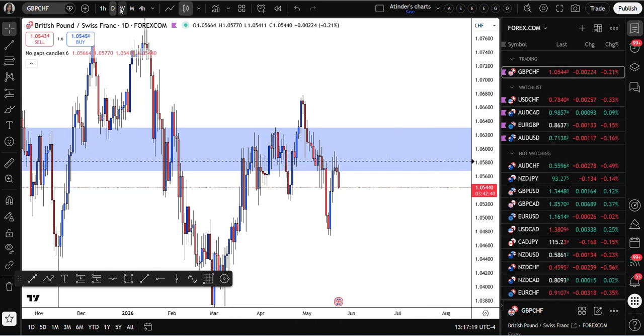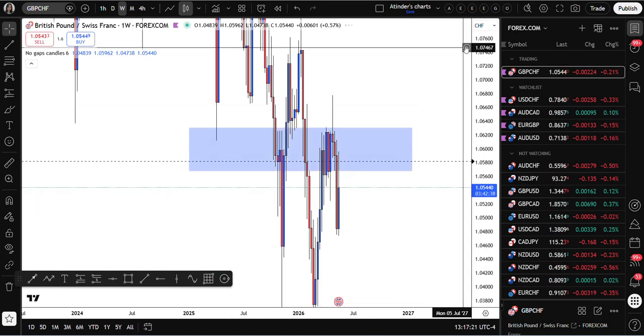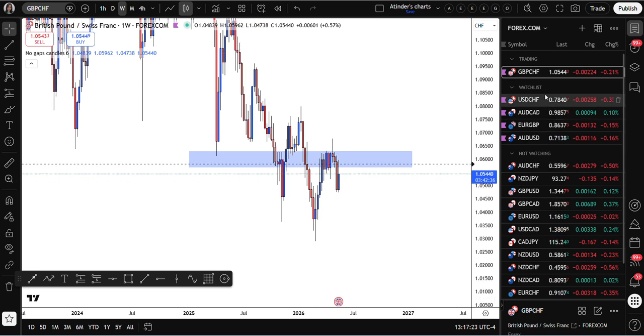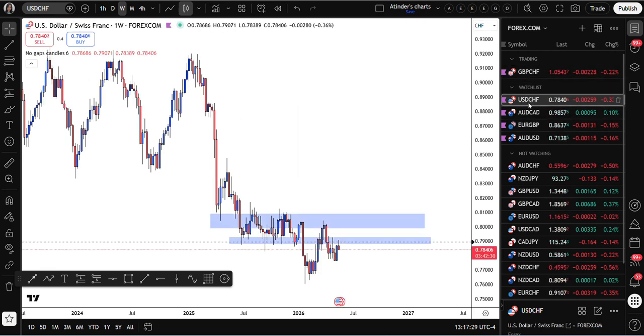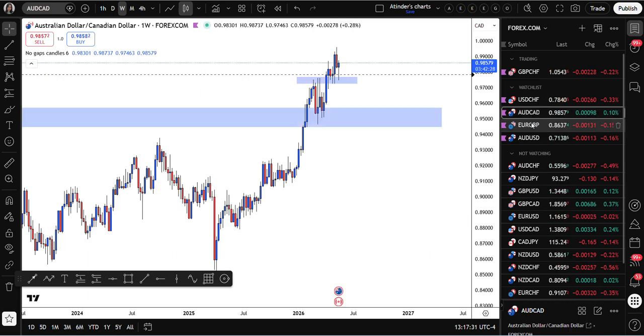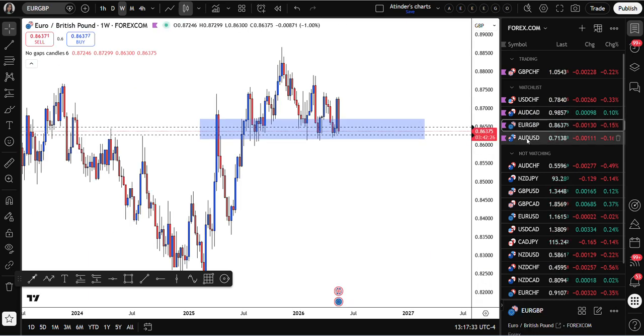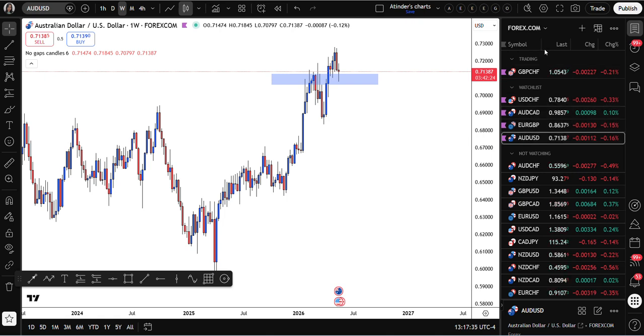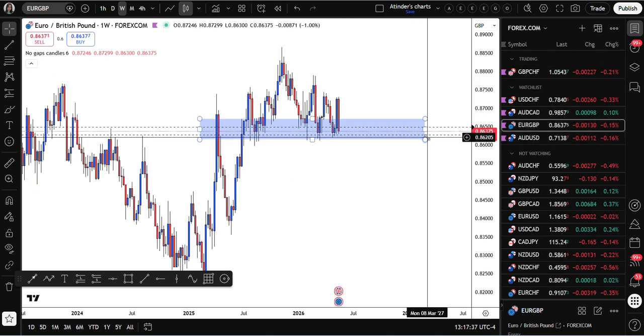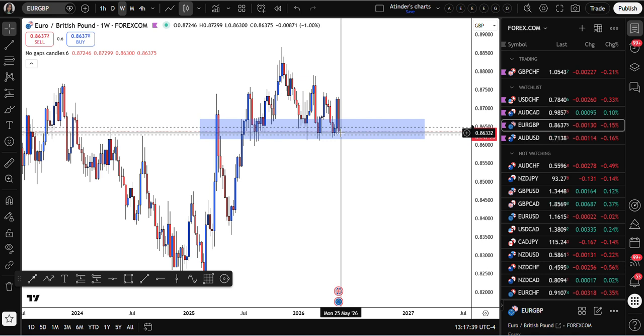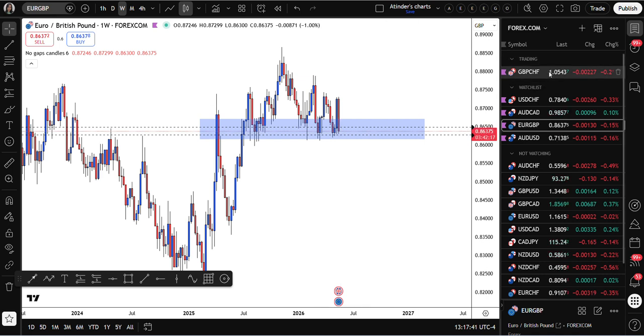How simple my trading strategy was this week. Some of the chart setups I found were pounds. As you can see, I just have them right here. I had Pound Swiss, USD Swiss, Aussie CAD, Euro Pound, and Aussie US. They all worked out. Euro Pound is the only one that I actually just took now. I'm going to test this one out, but let me break down exactly why I took these trades.